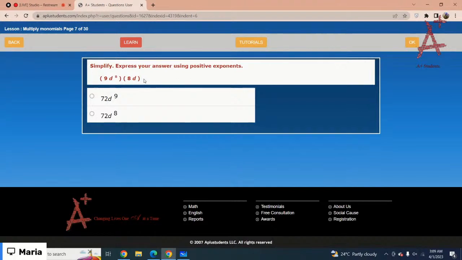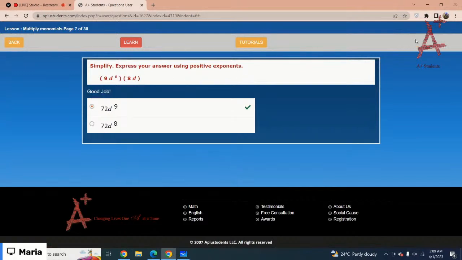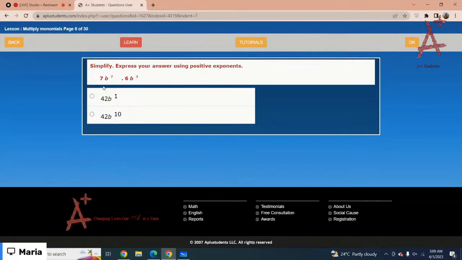Okay, the next one is 9D8 times 8D. You have to multiply the coefficients. 9 times 8 is 72. And when you are multiplying the variables, that means you are adding their exponents. So 8 plus 1 is 9. So it would be 72D9. Got it? The correct option is 72D9. Okay, the next one is 7B7 times 6B3. So 7 times 6 is 42. And you have to add the exponents. 7 plus 3 is 10. So it would be 42B10. Got it? So the correct option is 42B10.